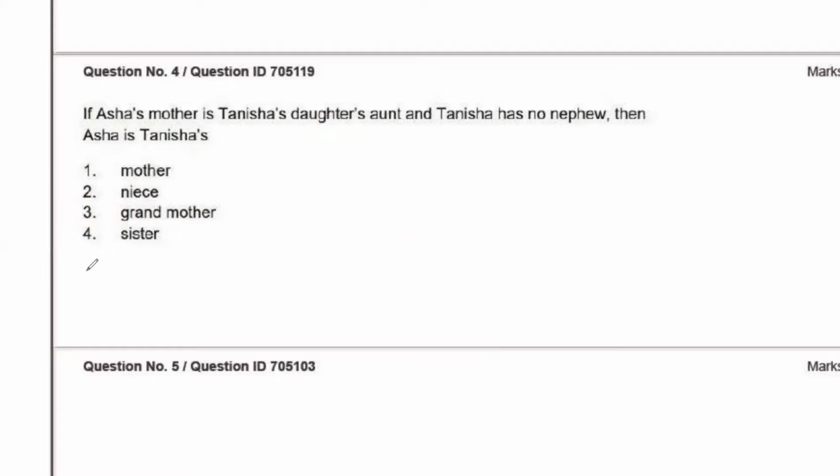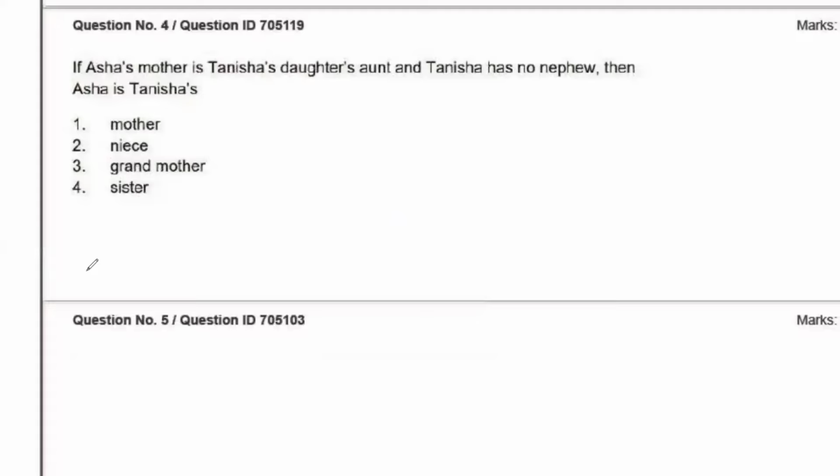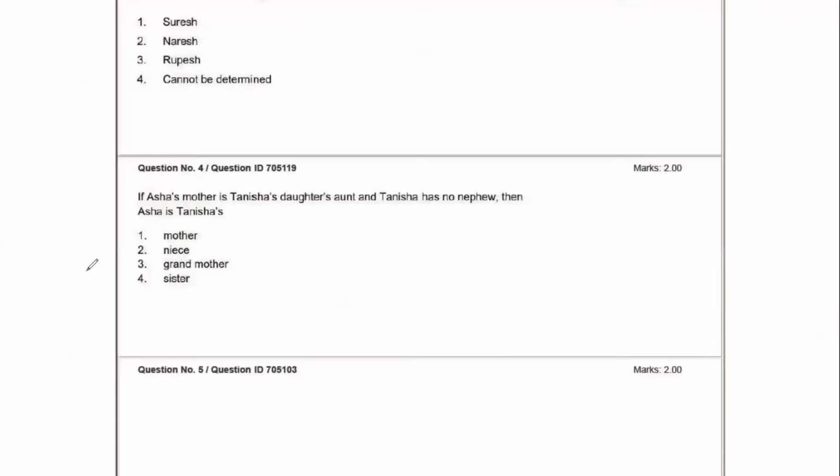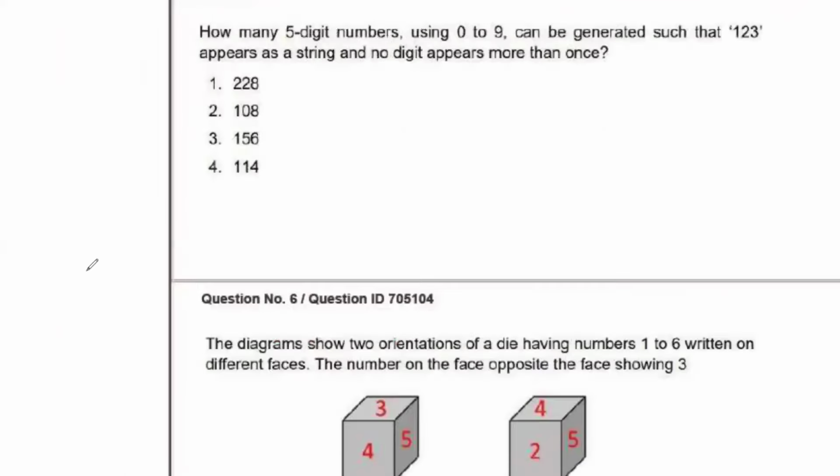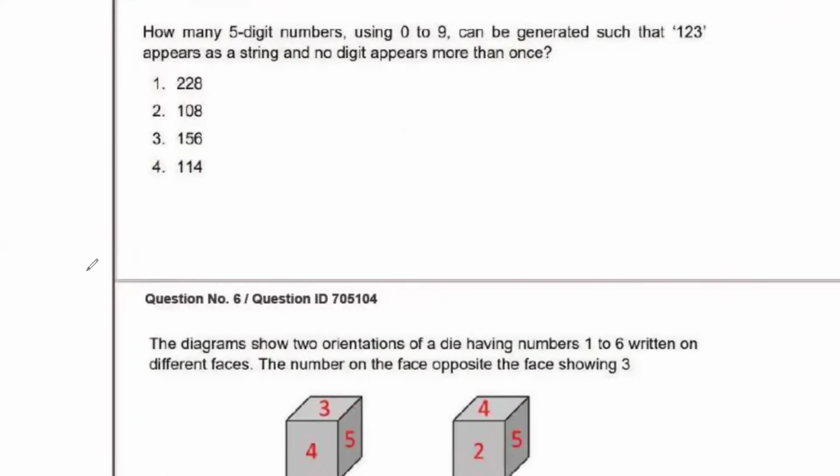Okay, so for this video, I'll end this video with the 5th question. How many 5-digit numbers using 0 to 9 can be generated such that 1, 2, 3 appears as a string and no digit appears more than once?